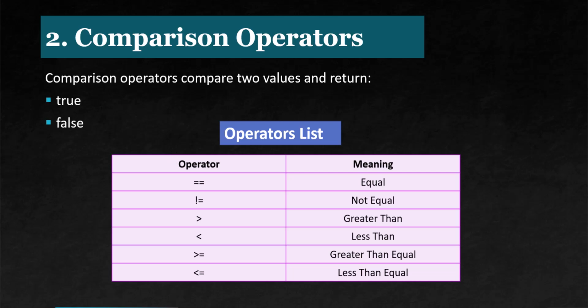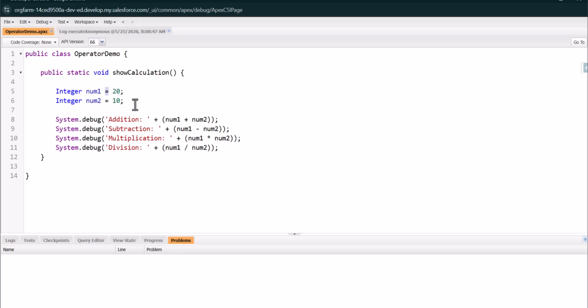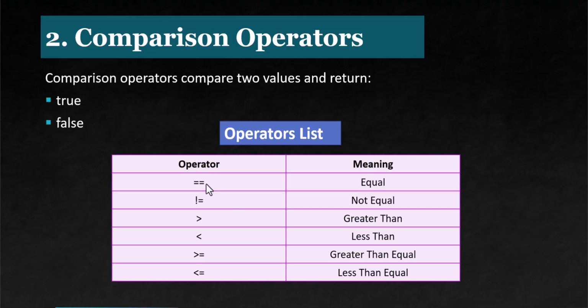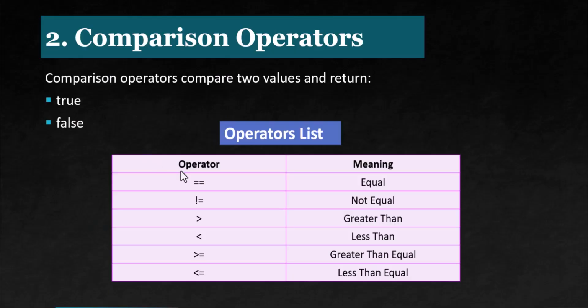The first one we have is the equal to operator. But here you can see in this class we used only single equal to, and here we have double equal to. So the single equal to we can use to assign any value to the variable. And after that, here we have double equal to, which is used to compare two values.